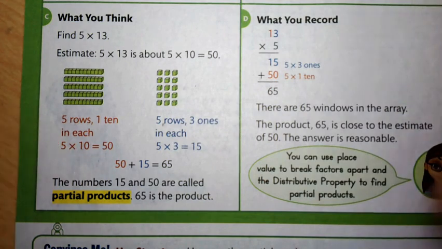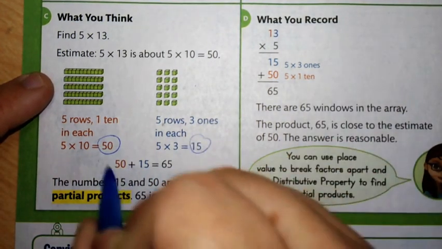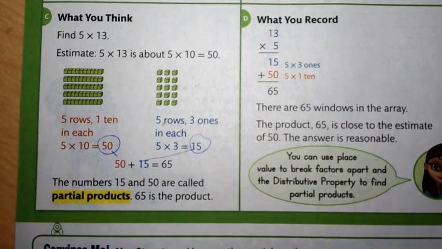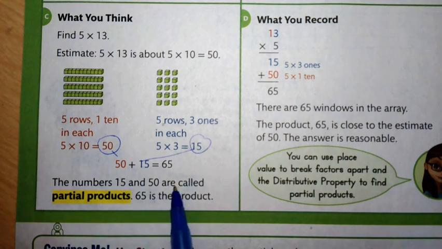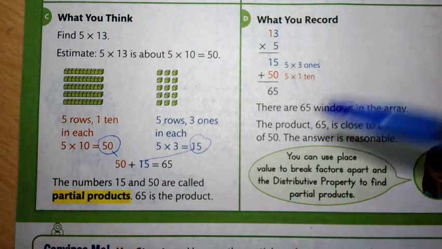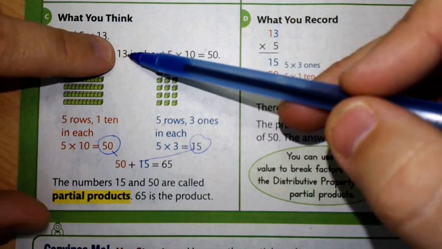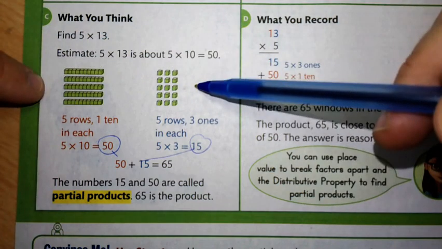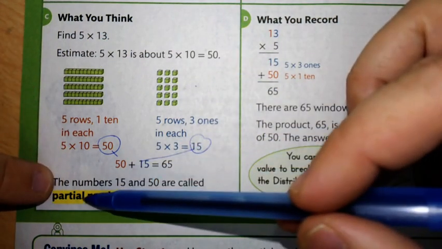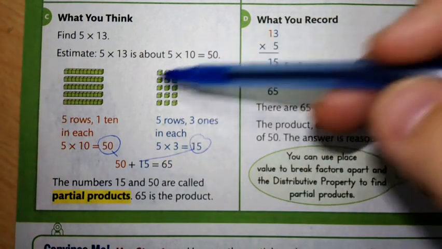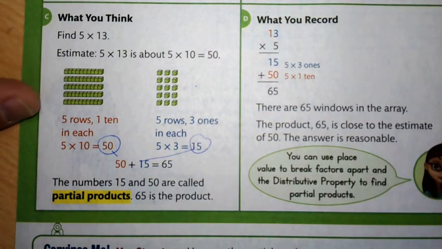All right. So then I have my 50 and my 15, and you guessed it, we're going to add those together, which will give us our answer of 65 windows. The numbers 15 and 50 are called partial products, and 65 is the product. Product just means the answer to a multiplication problem. This is called partial products because we're taking our initial number up here and breaking it into two different parts, partial, right? Two parts, and then bringing them back together for our final product.